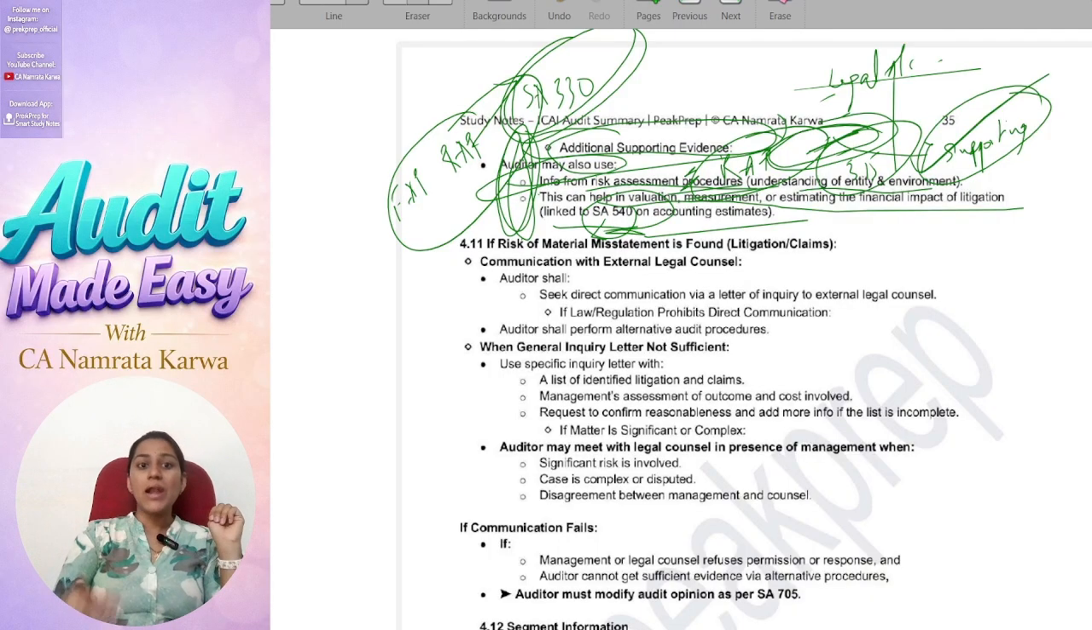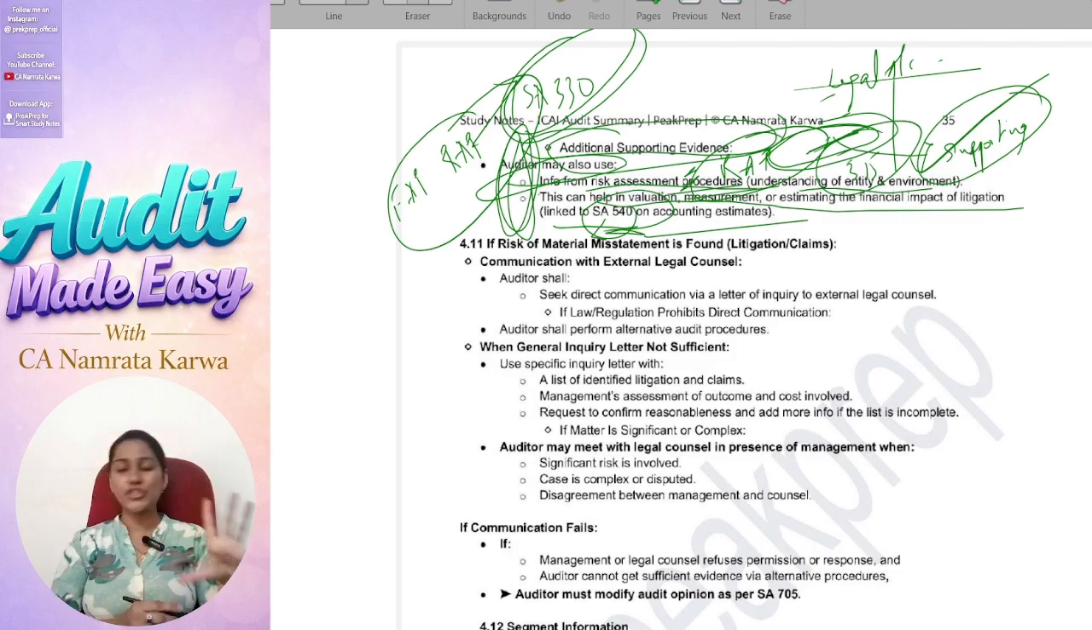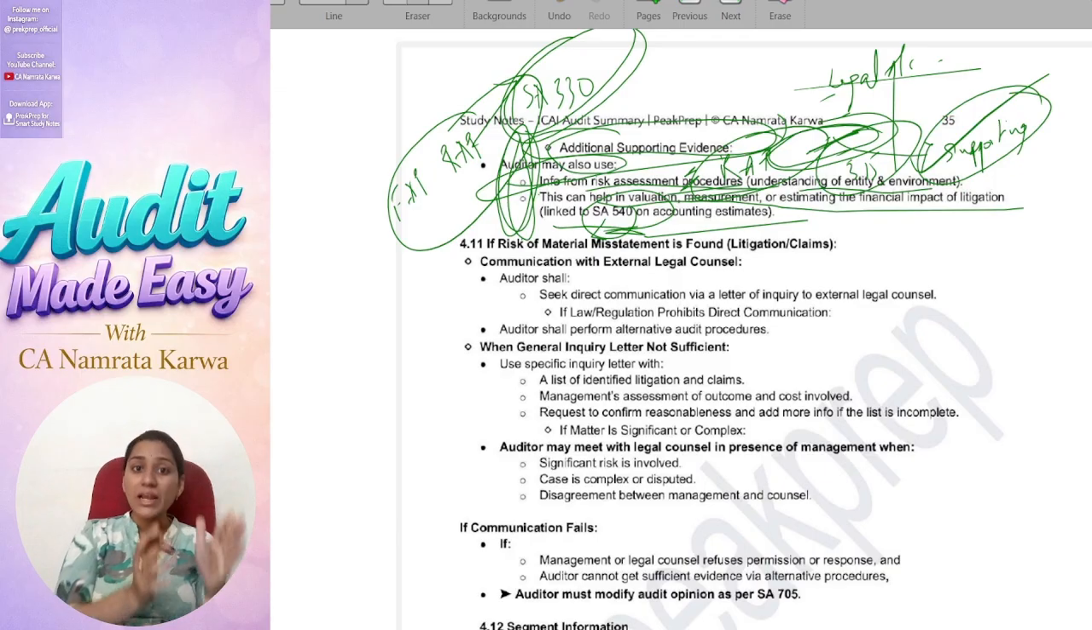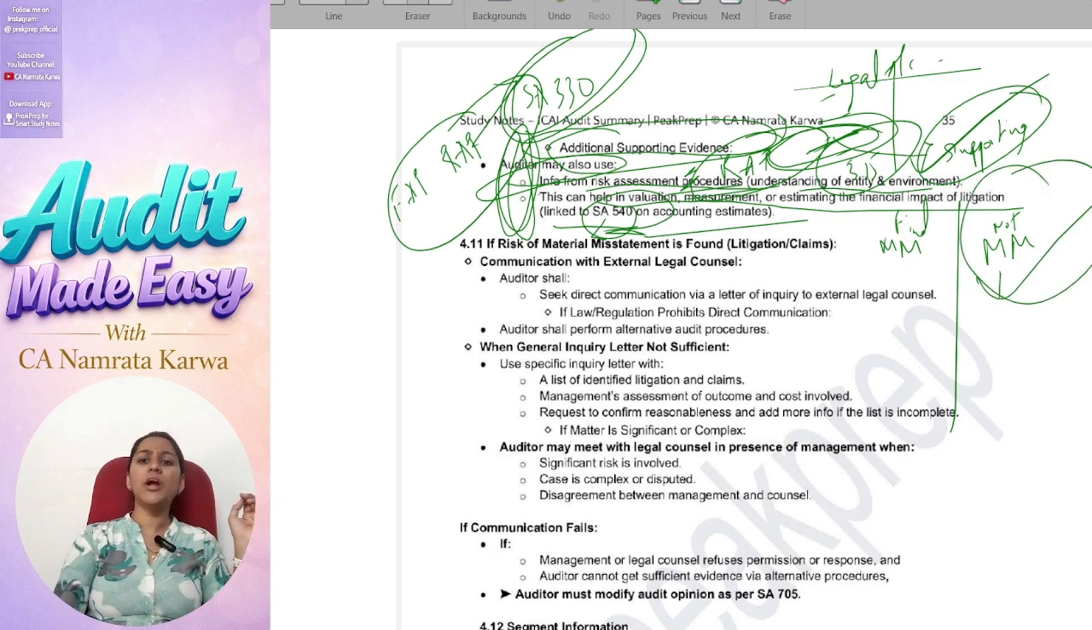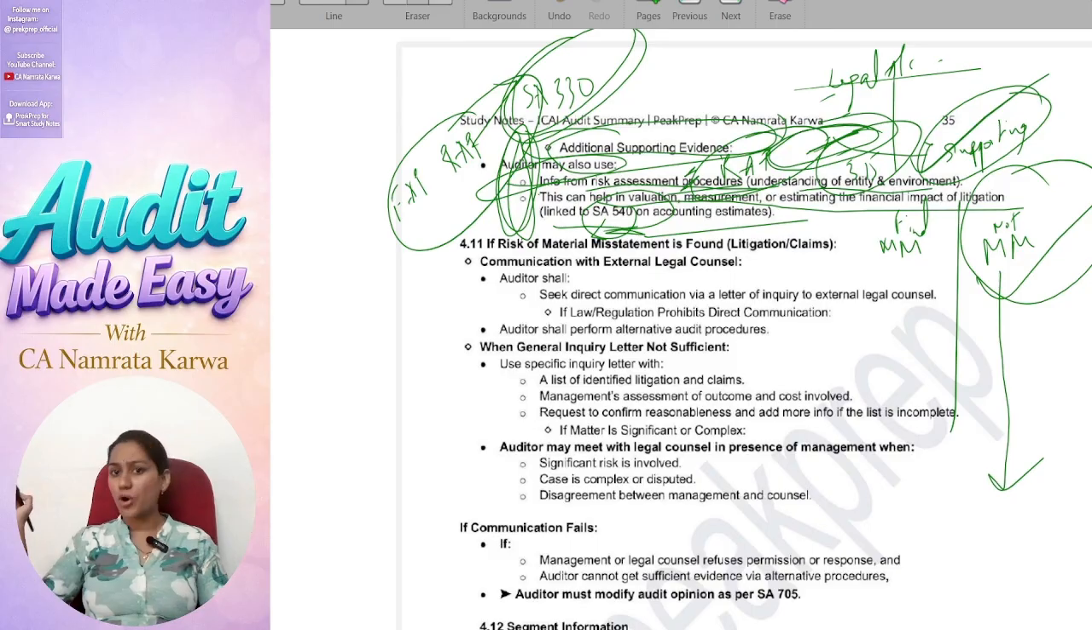Now next, what? There are two scenarios. After the auditor reviews the whole thing, there will be two scenarios. One, he will find a material misstatement, and second, he will not find any kind of material misstatement. In this case, it's okay, the auditor will continue his own process and finish up the audit work.